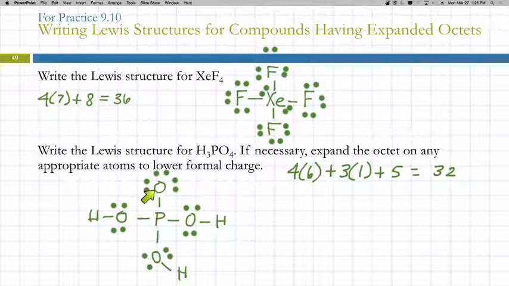But what about this guy? Came in with 6, it would leave with 7, that's a -1 formal charge. This phosphorus has a +1 formal charge. Came in with 5, left with 4. So we want oxygen here to have a double bond, so it can have 2 bonds and 2 lone pairs.